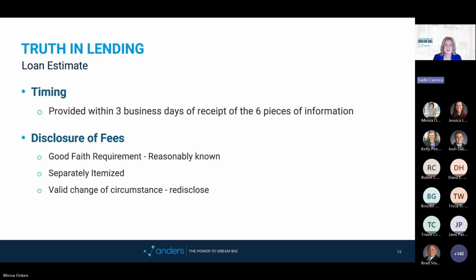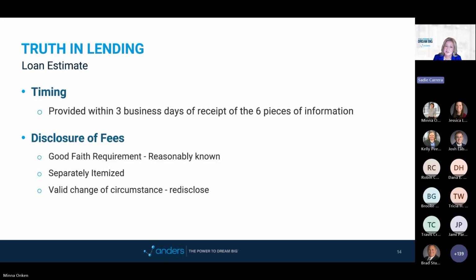Now, if we move on to disclosure of fees for the LE, we have to always remember when we talk about the disclosure of fees, we have to think good faith requirement, right? It's pushed down our throats. Good faith requirement just simply means we disclose what is reasonably known to us at the time we issue the LE. So for an example, if we know we're going to have 2 different collateral properties, then we need to disclose the cost for 2 different flood determinations.